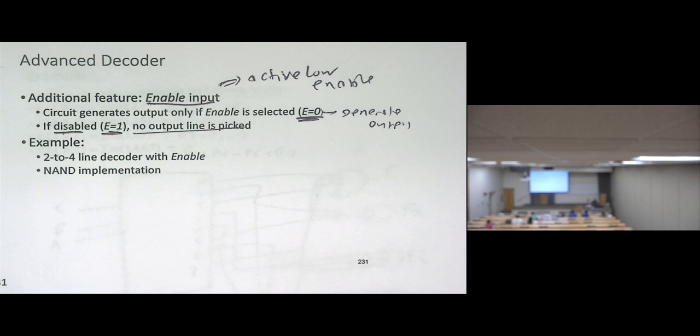This is the opposite of what we used to do, because we used to make it 1 when it's on. That's why we call it active low. Active low means it works only with 0, not with 1.